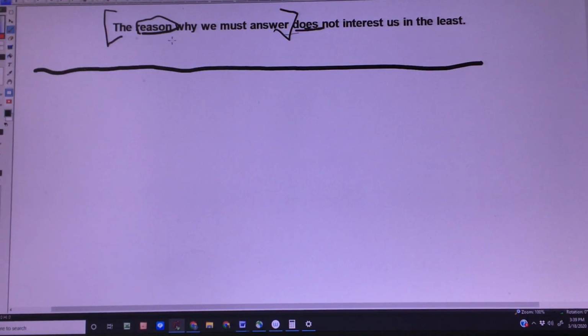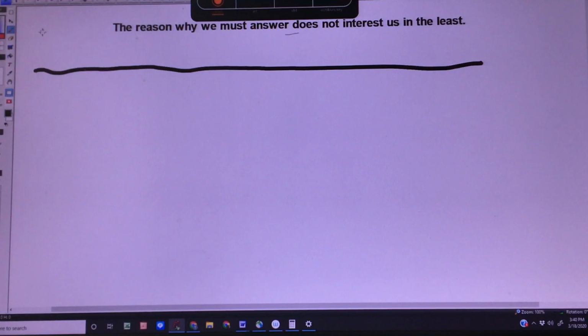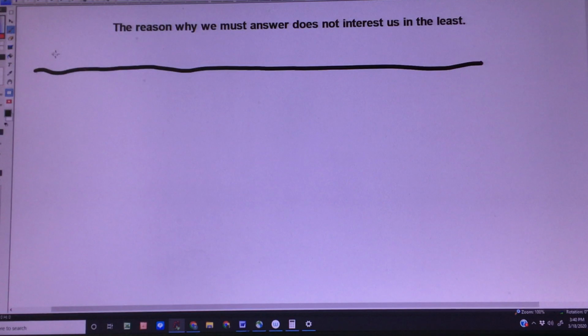So what kind of reason, or which reason? The reason why we must answer. So that is this, why we must answer. This clause here is a relative clause. It is an adjective clause and functions as an adjective. So we already know that reason is going to be our simple subject, so that's what sits on the baseline. And the relative clause gets diagrammed below that.